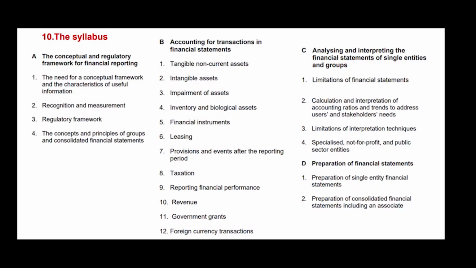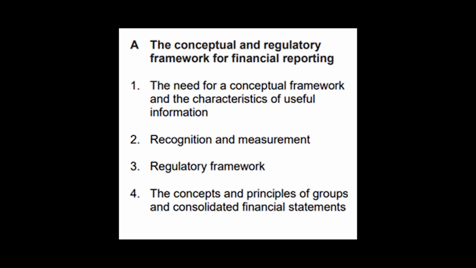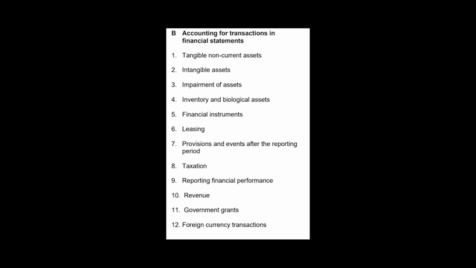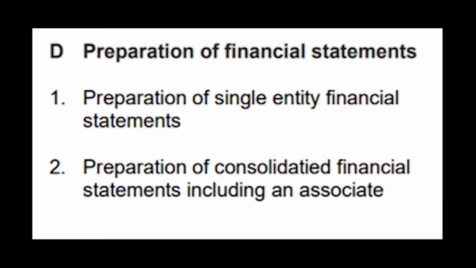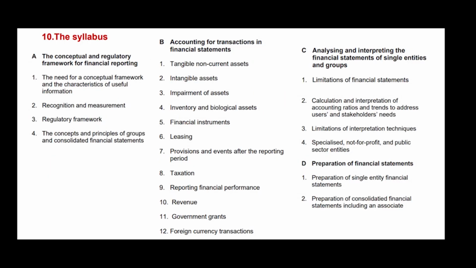This is your syllabus. Section A talks about the conceptual framework and why we need standards, what are the standards. Section B are the standards. Section C talks about ratio analysis and interpretation of financial statements. Section D is preparation of financial statements for a single entity and consolidated. We will be following the syllabus in this order, because only when you know section B can you go to section C and D.